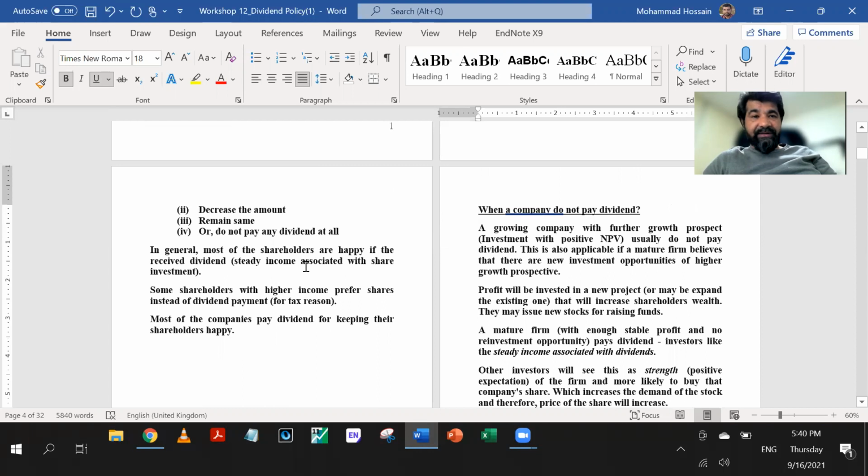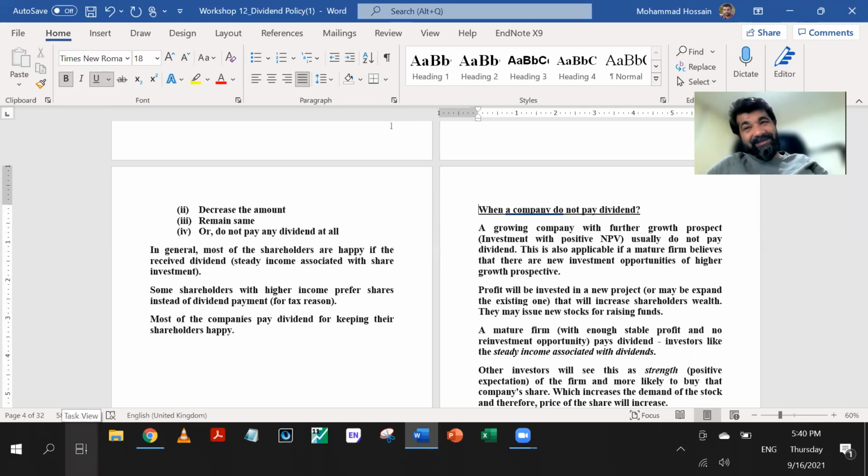Before we go ahead, there is a little bit more to talk about here. In general, most shareholders are happy if they receive dividends. Some shareholders with higher income prefer shares instead of dividend payments. It depends on what they want in return. Some prefer a cash dividend. Some say, no, I would prefer another share. Don't give me cash, give me a share.